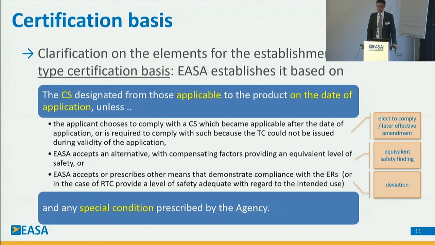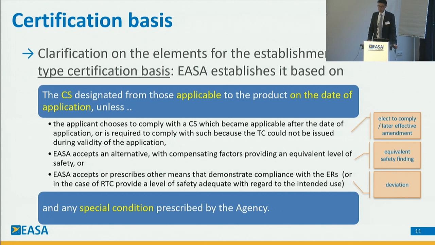And then we have a wording change here. The "elect to comply" is now called, again, the applicant chooses to comply with the CS. The meaning is still the same, which became applicable after the date of application. So for sure you cannot do it at the date of application because it doesn't exist anymore, but if you should get the next amendment of the CS after the date of application, you can elect to comply with that if it makes life easier for you.